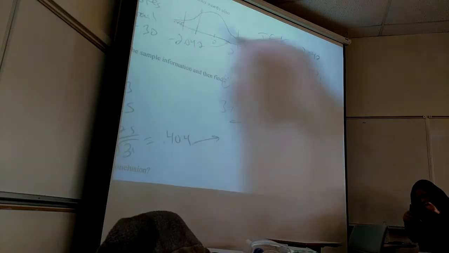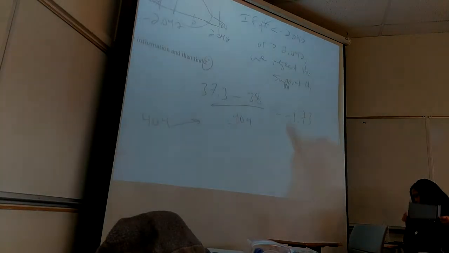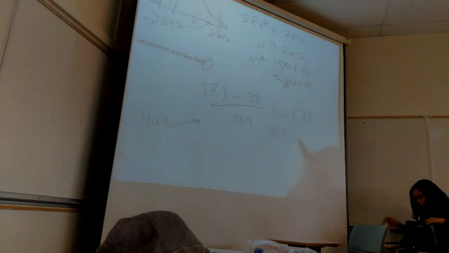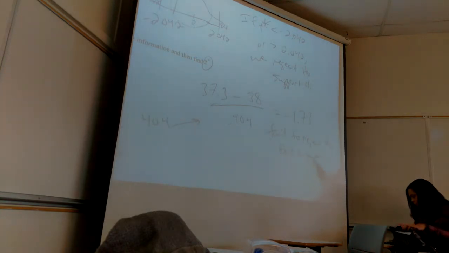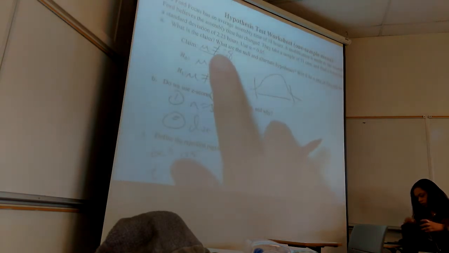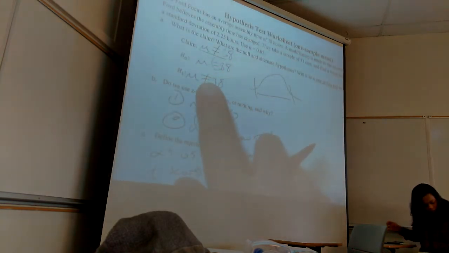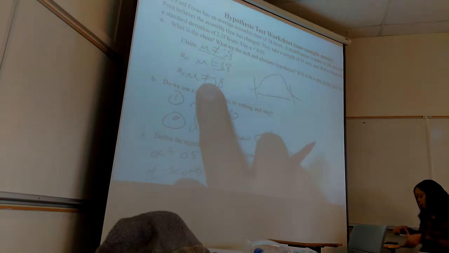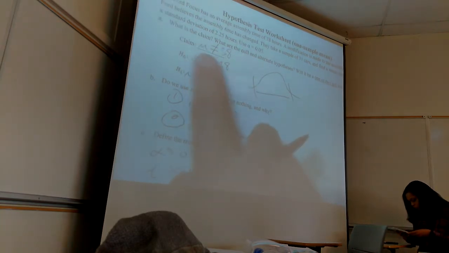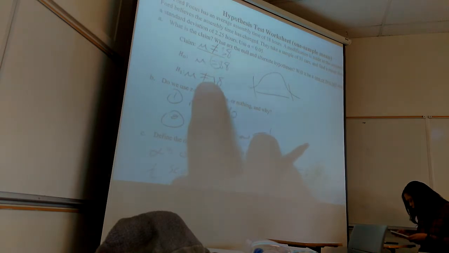So it didn't make it in, so then we fail to reject the null. Fail to support the high. And which one was the claim? The high. The claim was changed. So that's the high. You wrote the claim down for yourself, so you can see that it's the high.